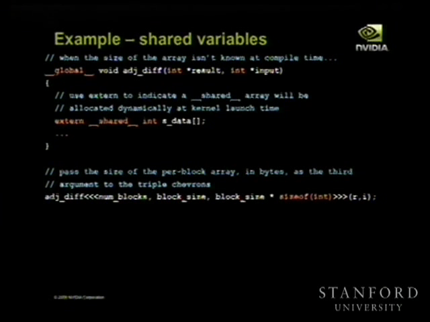And then when you launch your kernel, you can pass this third argument to the triple chevrons there to say how big the shared array needs to be. So you don't necessarily have to know how much shared memory you need at compile time. You can dynamically allocate it at runtime before you launch the kernel.